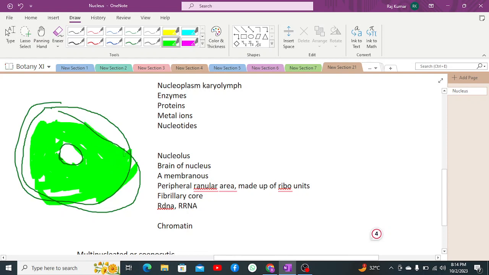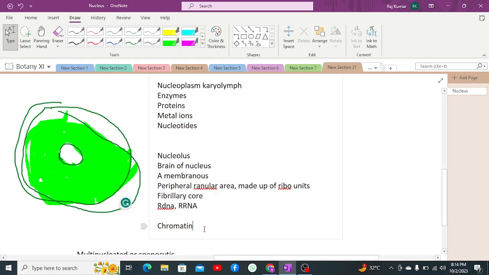And how does the nucleolus form ribosomes? It is the site of synthesis of ribosomal RNA, which forms a ribosome, due to which protein synthesis occurs inside the cell. So whenever there is more demand for protein, there is a greater number of nucleoli within the nucleus.